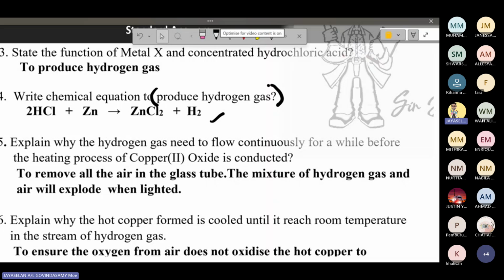a while before you heating up the copper II oxide: to remove all the air from the glass tube. Untuk buang semua udara, oxygen gas from the glass tube. The mixture of hydrogen and air will explode when lighted up. Itu saja. You already score 1 mark. Any question? No question.